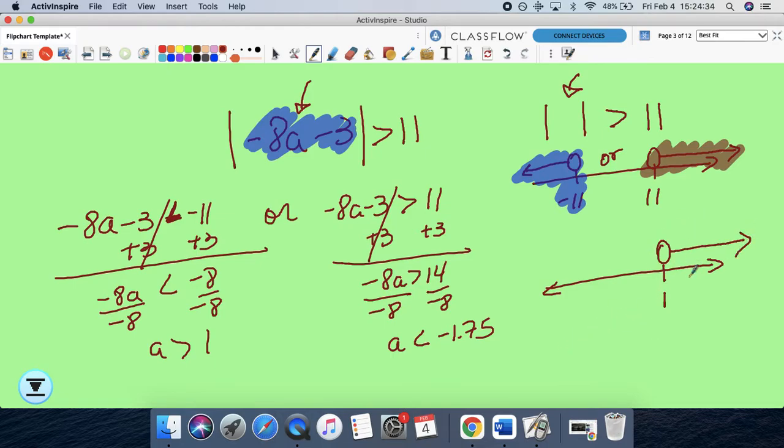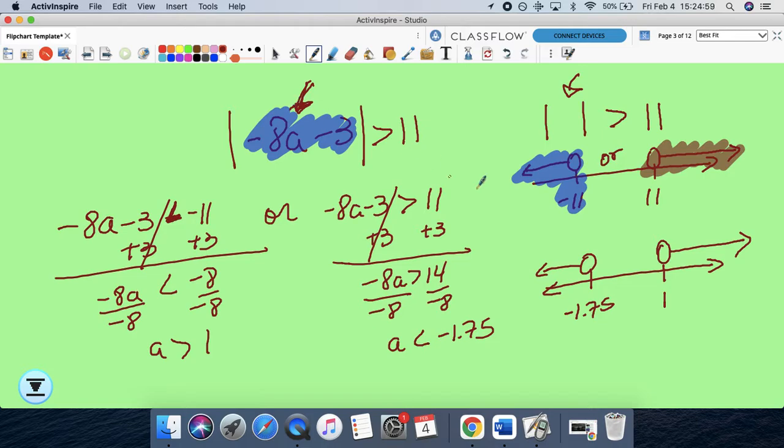So if you pick any value greater than 1, 2, 3, 4, pick one. Let's pick 2, for example. 2, if I plug it in here, negative 8 times 2 is negative 16. Negative 16 minus 3 is negative 19. Absolute value of that is 19, and that's definitely greater than 11. So numbers here work. And it also tells you that if you pick numbers less than negative 1.75, it also will work. Let's pick negative 2.